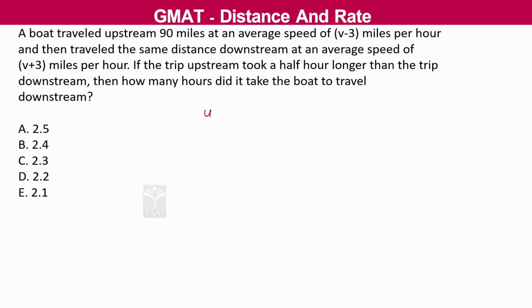So, when it's going upstream, you know that the distance is 90 miles and the average speed is v minus 3 miles per hour. So, the time will be total distance, that is 90 divided by v minus 3, and when you are going downstream, the distance is the same, that is 90 divided by the speed, that is v plus 3. They are telling us the time difference between these two is it took half an hour longer for the trip upstream than the trip downstream.